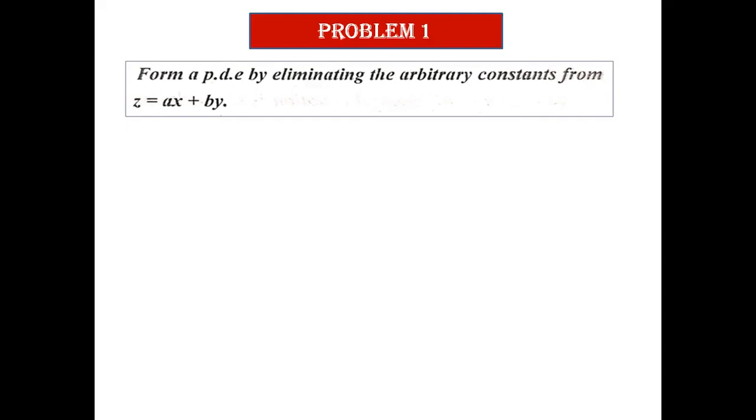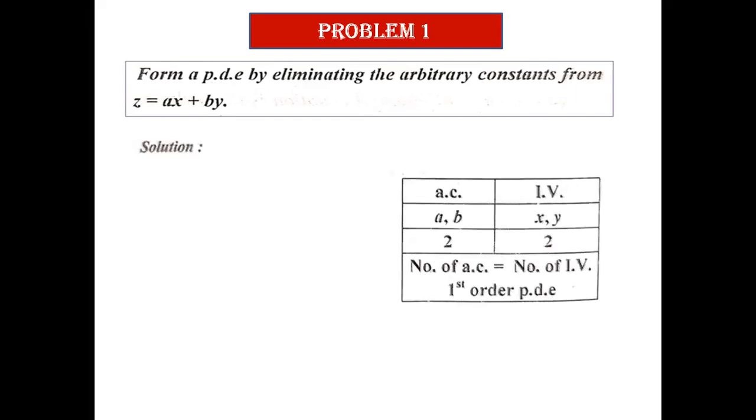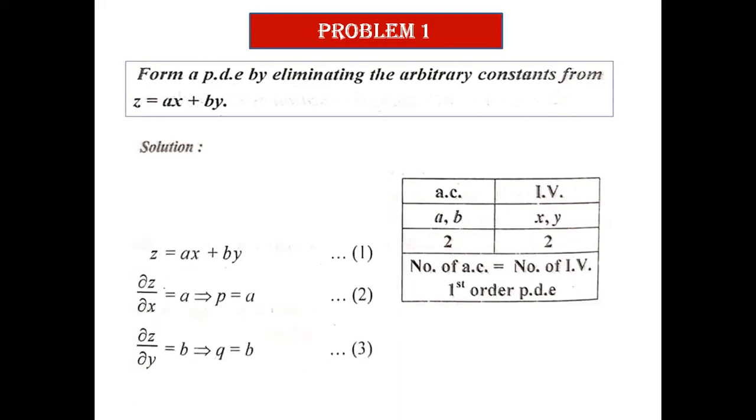Form a PDE by eliminating the arbitrary constants from Z equal to AX plus BY. That means eliminating the arbitrary constants A and B. First, I will write the arbitrary constants and the independent variables. The arbitrary constants are A and B, and the independent variables are X and Y. The number of arbitrary constants is 2, that is A and B. The number of independent variables is 2, X and Y. So the number of arbitrary constants equals the number of independent variables. This is called a first order PDE.